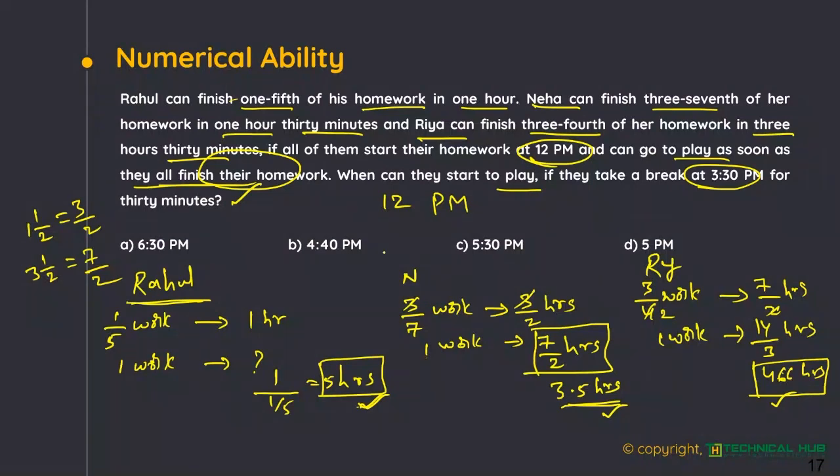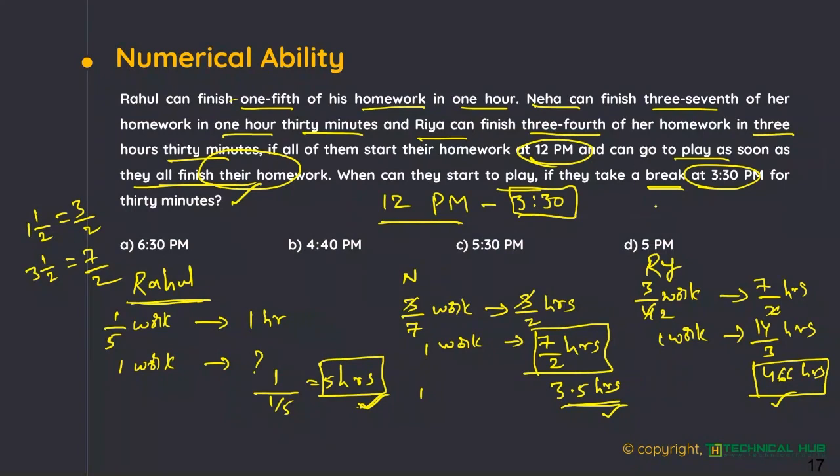Initially, all three members start the work at 12 p.m. up to 3:30, because they are taking a break at 3:30 p.m. So up to 3:30 means 3 hours 30 minutes. Still, how much time is required for Rahul to finish the work? Still 1.5 hours from 4 o'clock onwards.